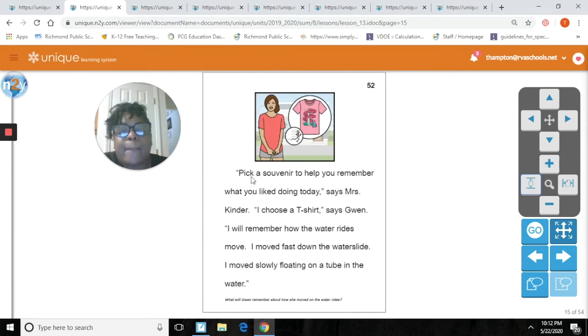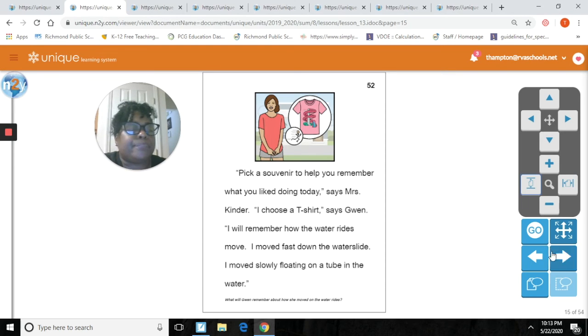It says, pick a souvenir to help you remember what you like doing today, says Mrs. Kinder. I choose a t-shirt, says Gwen. I remember how the water rides move. I move fast down the water slide. I move slowly, floating on a tube in the water.